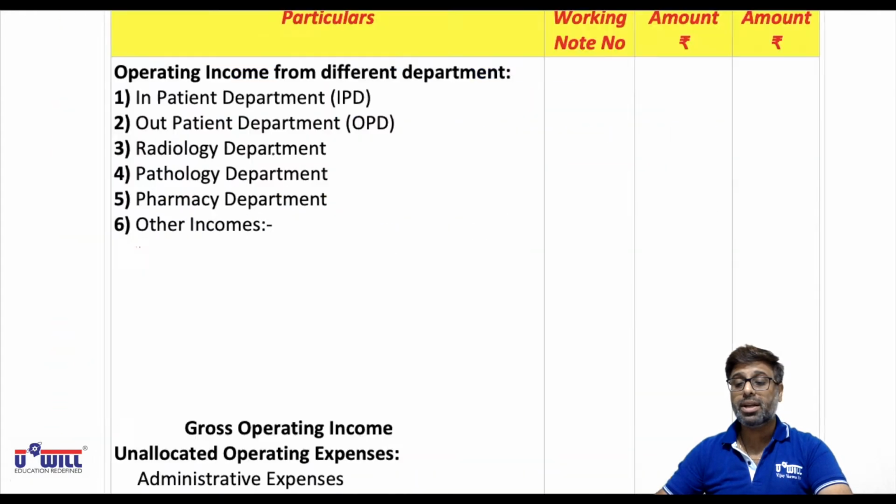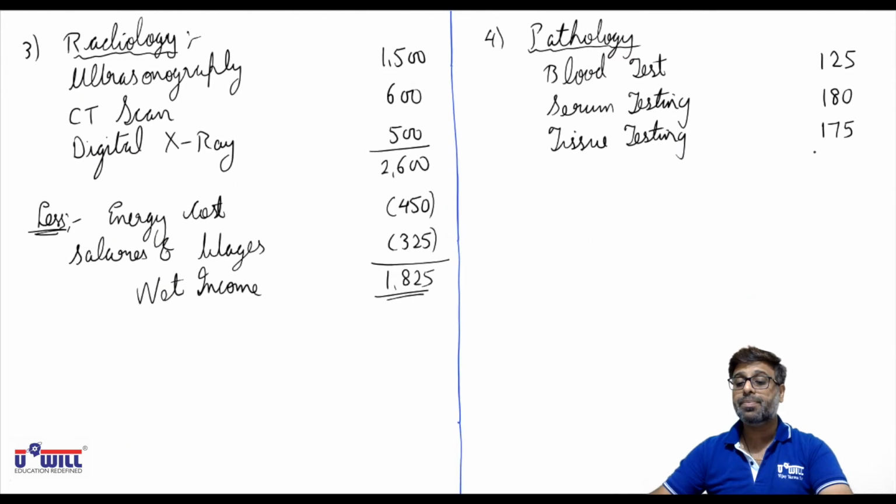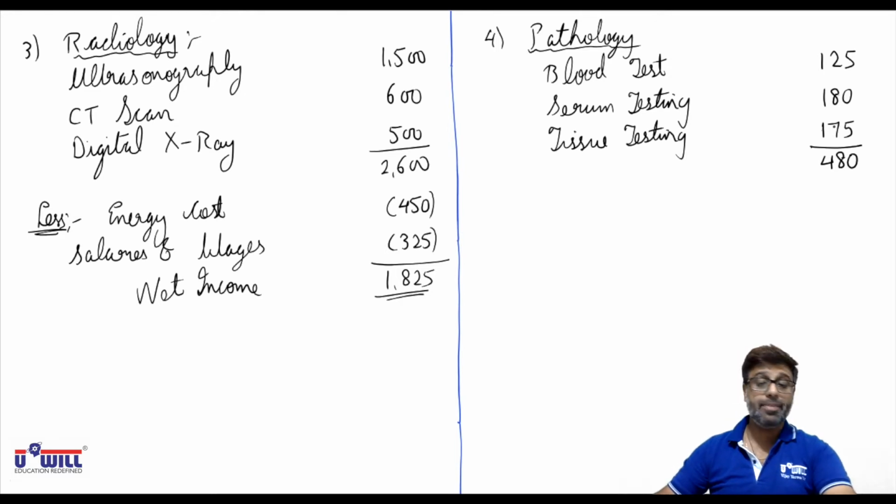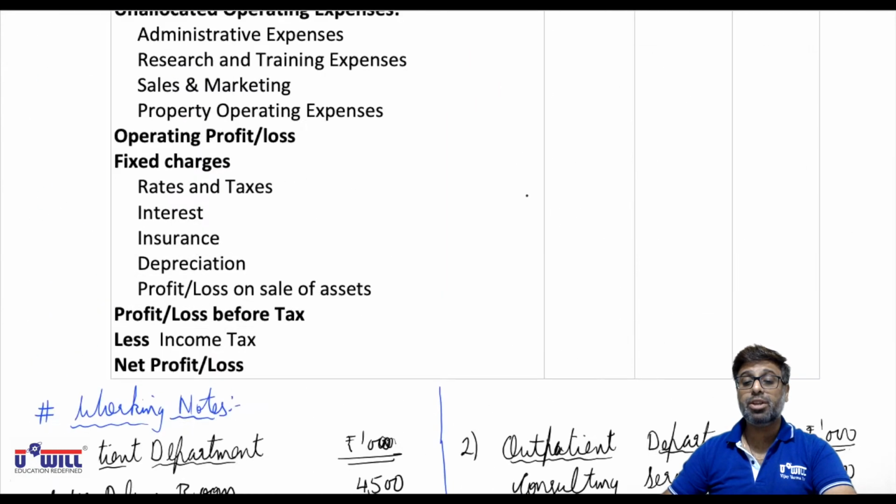First we'll do the total income, then we'll minus the expenses. 125 plus 180 plus 175, that comes to 480. From that we will minus now all the expenses of pathology department.